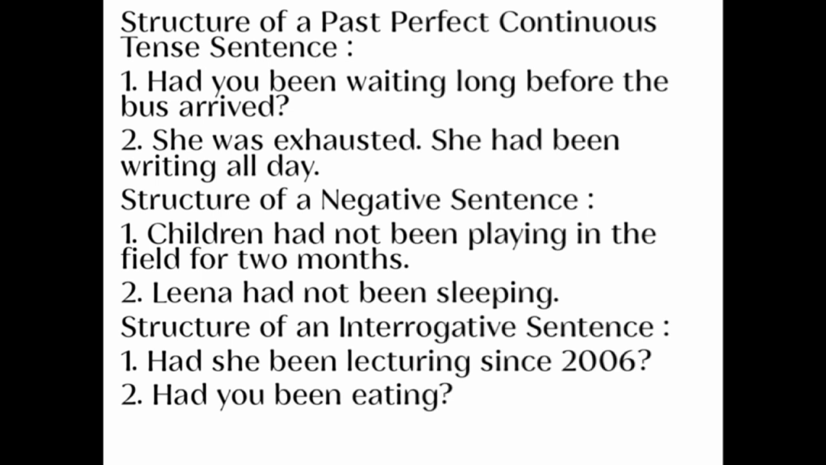Structure of an interrogative sentence, question mark. It includes had plus subject plus been plus present participle plus object plus time reference. Examples. Had she been lecturing since 2006? Time reference is given and had is there. Had is an auxiliary verb. Had you been eating? So these are the examples of structure of an interrogative sentence.